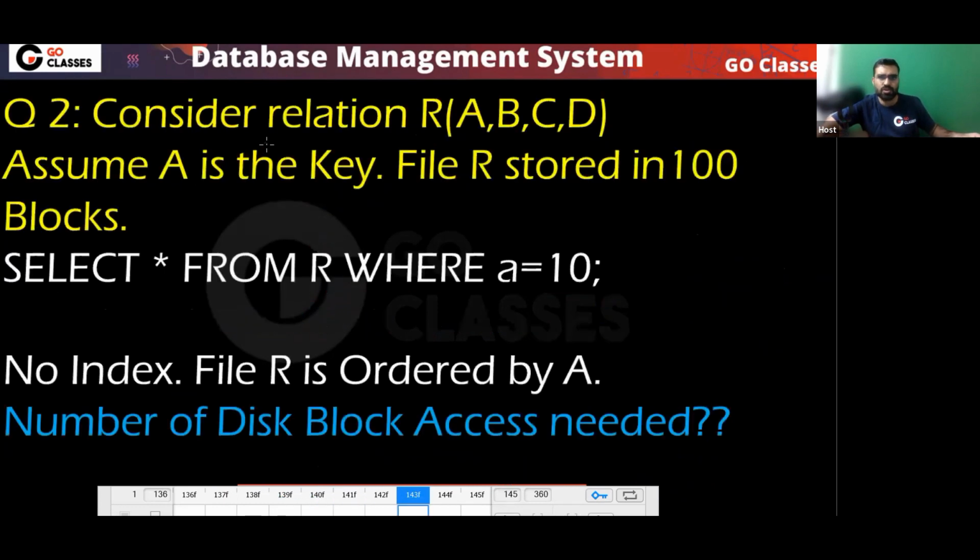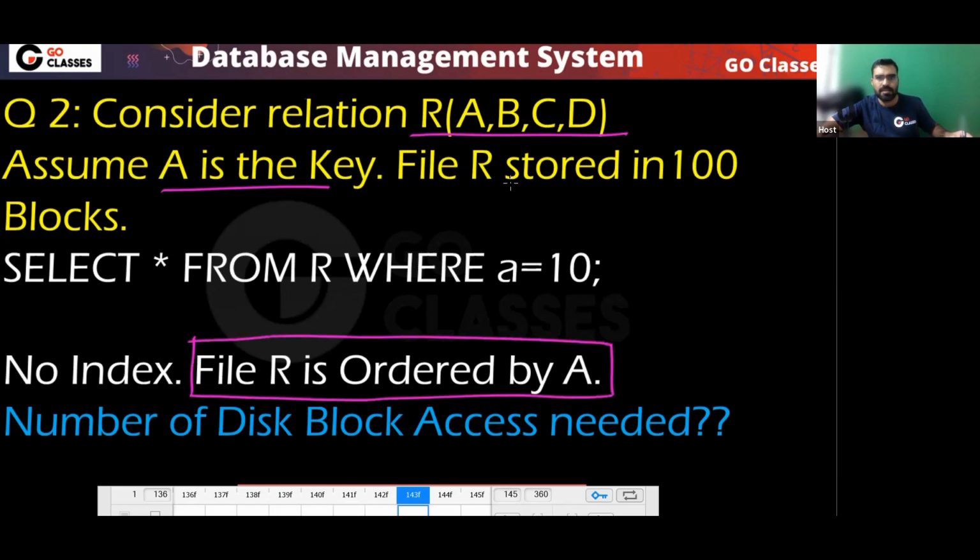Tell me the answer for this question number 2. Again, consider a relation R. Again, A is a key. Again, you have 100 blocks. Now, everything is same. But now your file is sorted by order, sorted by A. This is the difference. Okay. Your file is sorted by A.